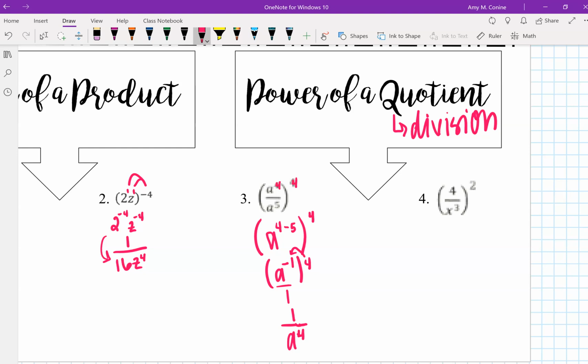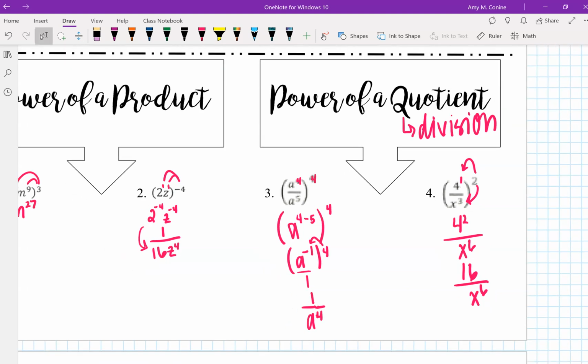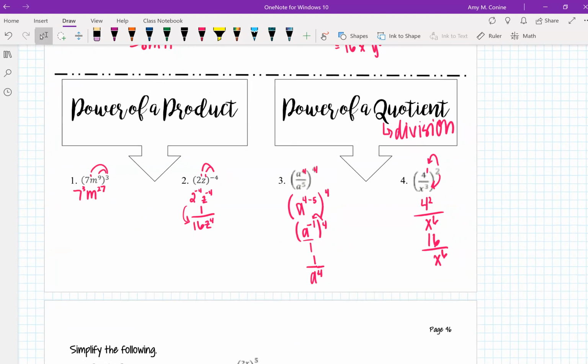So then this one, number 4, this one is simplified. You have 4 over x cubed. So remember, it's 4 to the 1. So we're just going to distribute to the top and the bottom, that 2. So quotient just means you have everything that can go, the exponent will go to everything in the top and everything in the bottom. So now we have 4 squared over x to the 6. So now this is 16 over x to the 6. Okay, so those are some exponent properties.